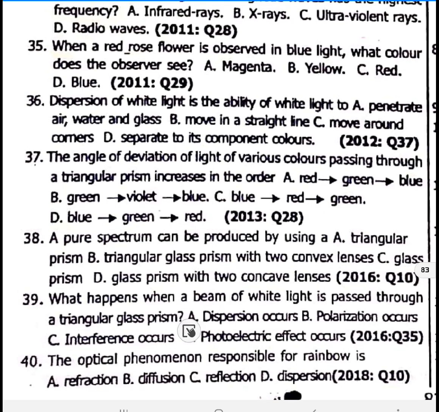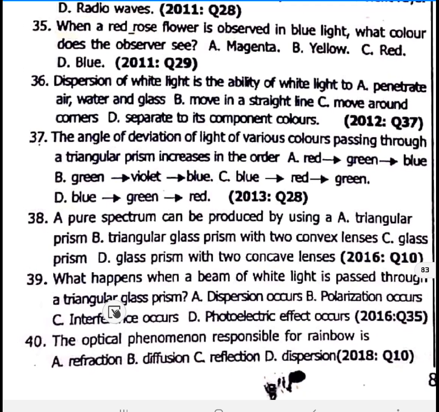39. What happens when a beam of white light is passed through a triangular prism? Dispersion occurs. 40. The optical phenomenon responsible for rainbow. The reason why rainbow happens is because of dispersion of light. When white light from the sun passes through rain or raindrops hanging in the air, it is dispersed to form rainbow colors or visible rainbow.